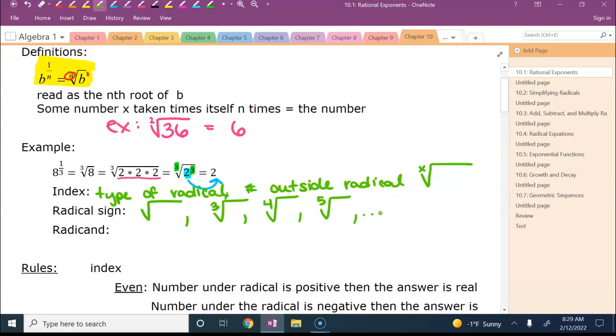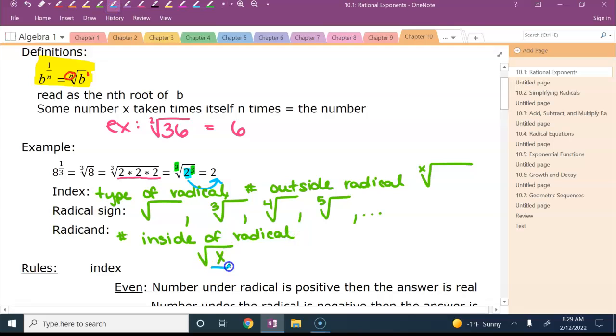The radicand would be the number inside of the radical. So for example, if I have the square root of x, x would be known as the radicand, because that's the number that's sitting underneath that symbol.